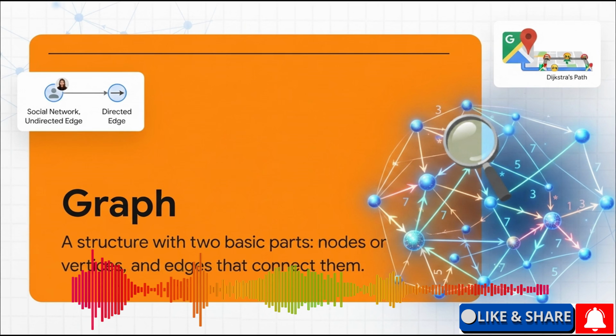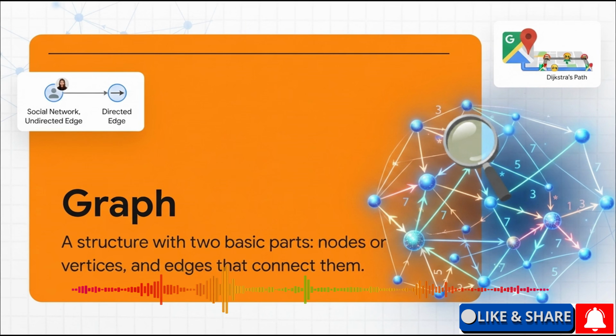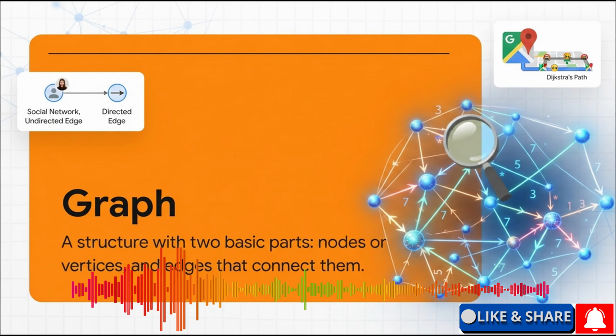So when you pull up Google Maps to navigate through heavy traffic, the software is actually traversing a massive weighted graph using pathfinding algorithms, like Dijkstra's algorithm, to find the absolute shortest, most efficient route to your destination.